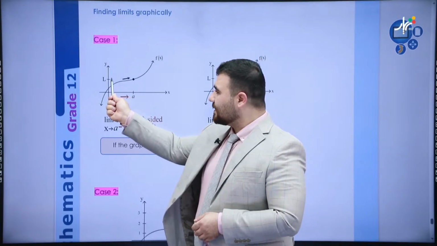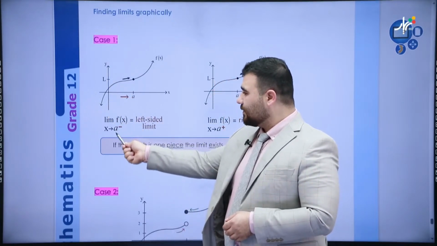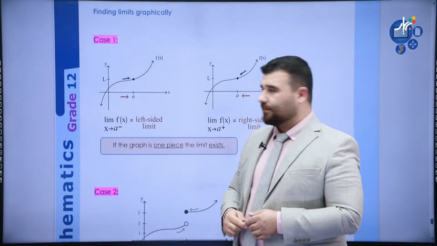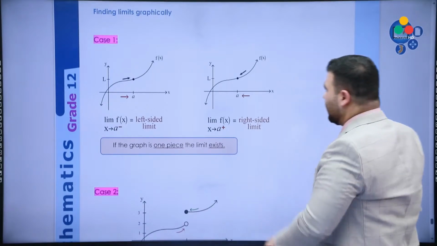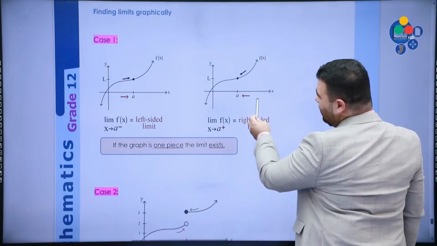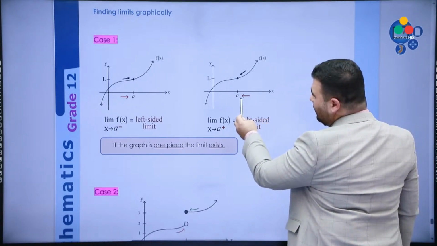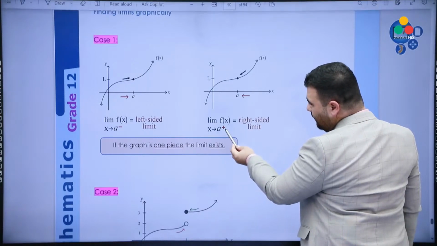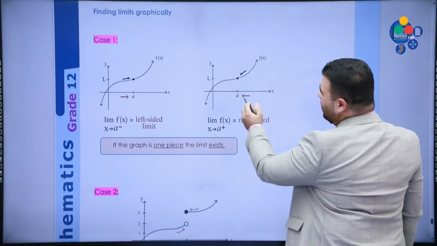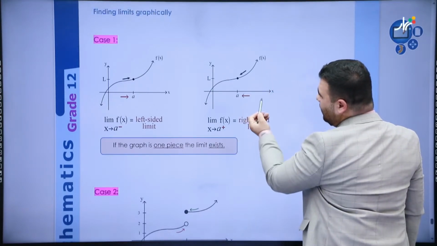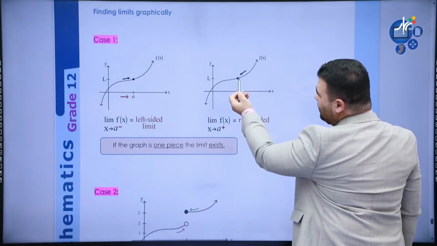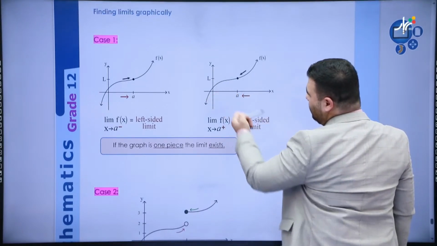Result of this point is L. This means the limit on the left side is equal to L. On the right side, if I get closer to A on the right side, then on the right side means this little positive means on the right side. Then if we look at the graph, as I get closer to A, the result gets closer to this point, which is in front of L.